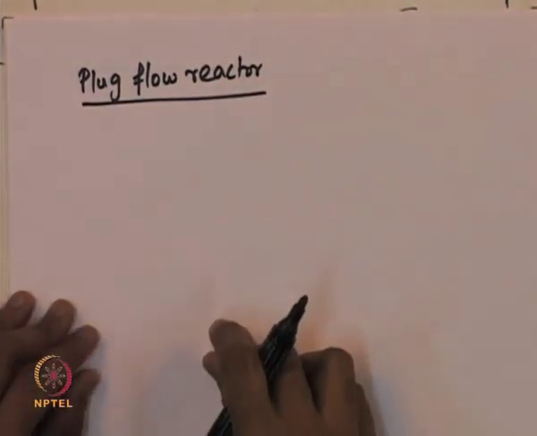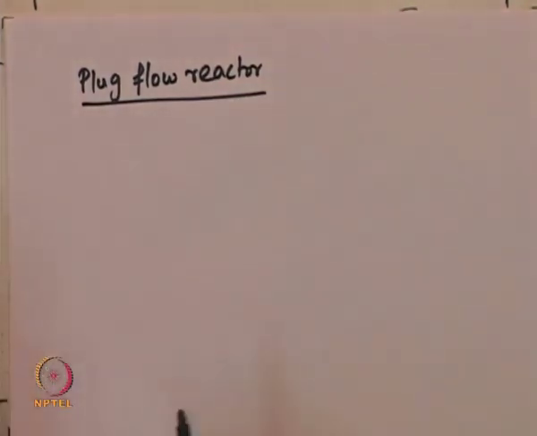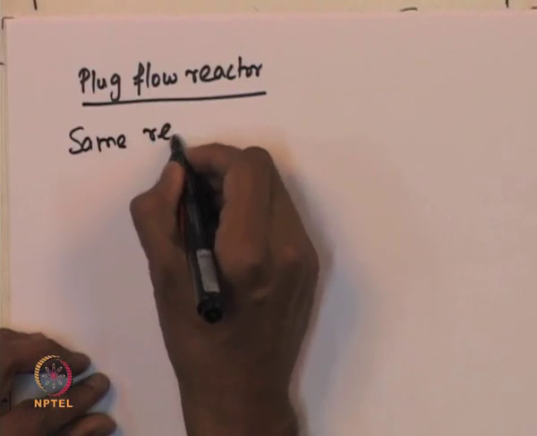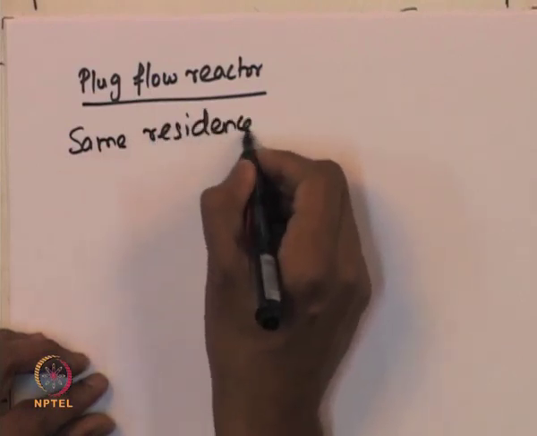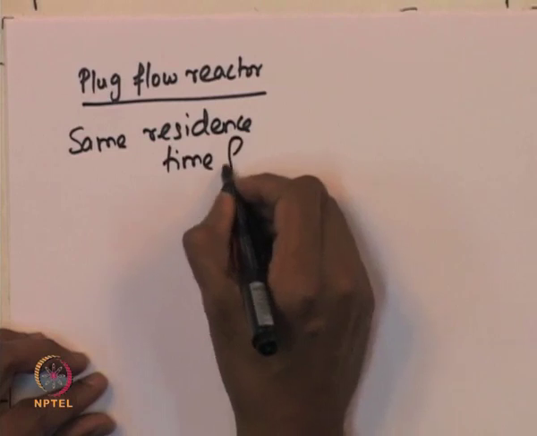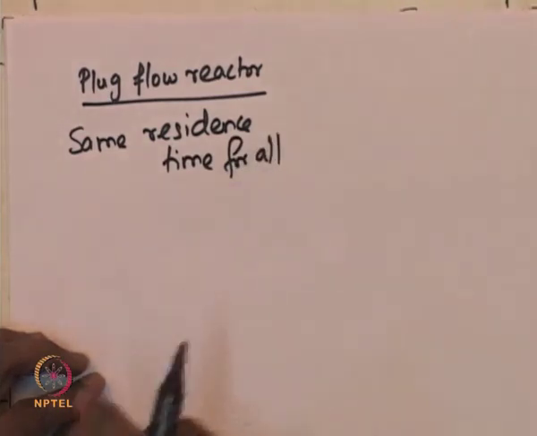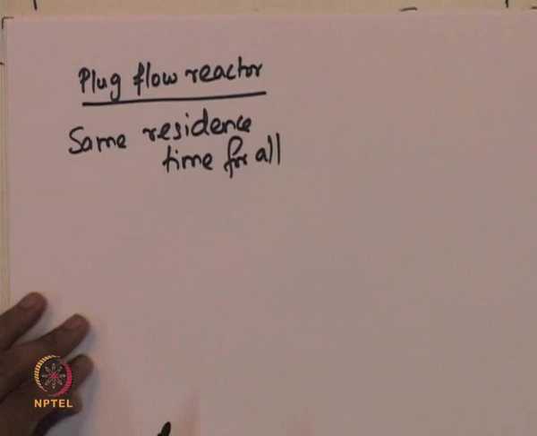Let us consider the plug flow reactor. So, what is the property of the plug flow reactor? All atoms or all molecules of the material which is entering the reactor will spend exactly the same amount of time before they leave the reactor, which means that all elements or all molecules of the material will have exactly the same residence time, the same residence time for all fluid elements that are entering and leaving the reactor.